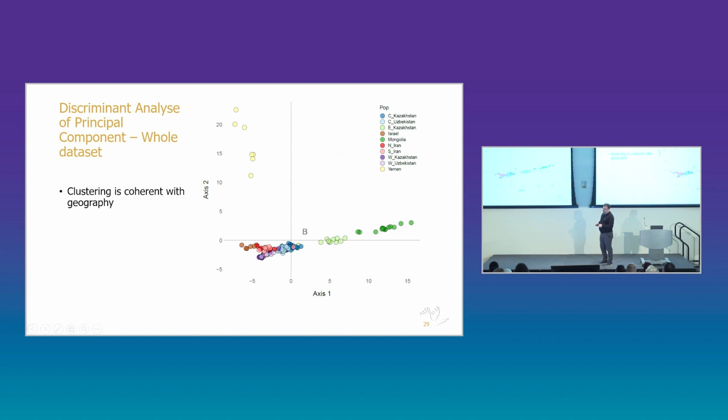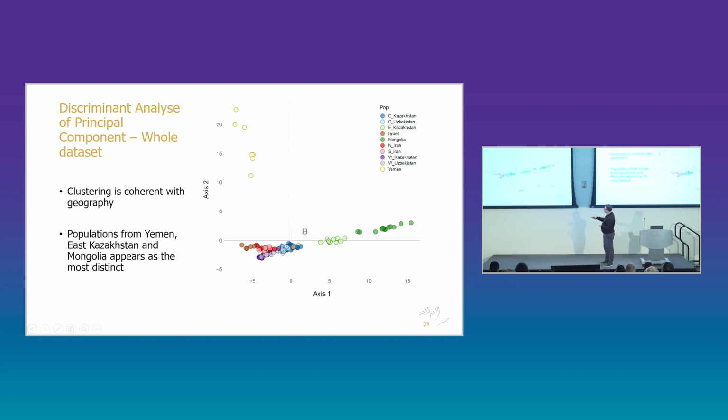In terms of population structure in DAPC, when we look at the whole data set, the first thing is that the DAPC is coherent with the geography, where we see a gradient on the first axis, going from east to west. And three populations show as distinct: the population in Yemen, the population in Mongolia, and the population here in East Kazakhstan.